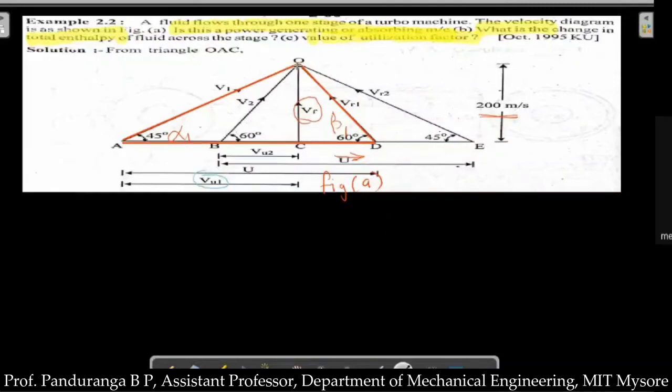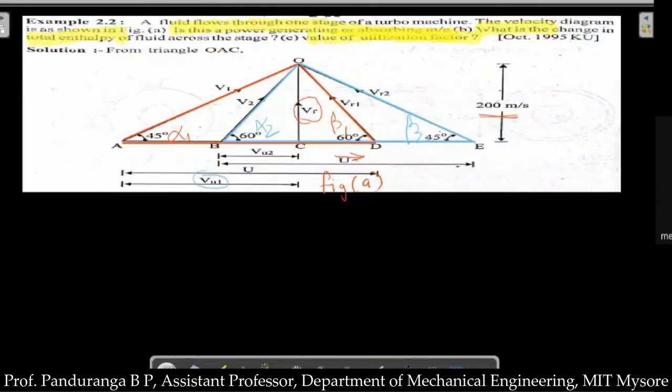So for the outlet velocity triangle, we have V2 here, and then from here till the end it is U. And if you join V2 and U together, then we'll get VR2. That is the outlet velocity triangle. And here the angle made between V2 and U is alpha 2, and the angle made between VR2 and U is beta 2. So these are the angles.